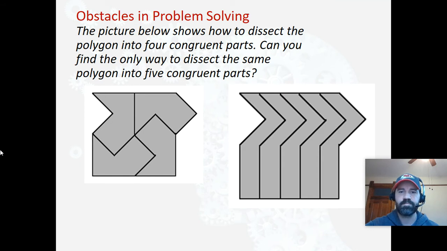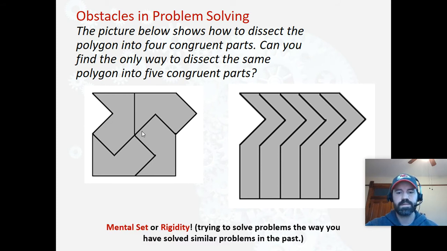Here's the solution, right? Now, if I hadn't shown you this image on the left, it's a pretty simple problem. But I've given you an example, and so you're trying to solve the problem the same way you've solved other problems. This is what we call a mental set. A mental set is when you try to solve problems the way that you have solved them in the past.